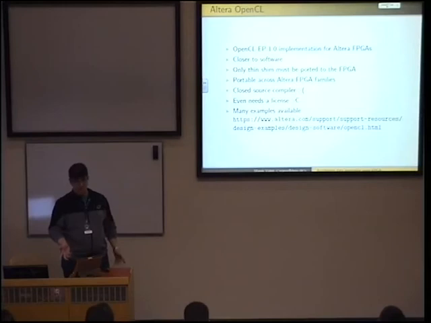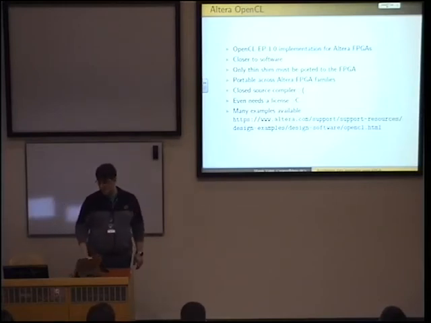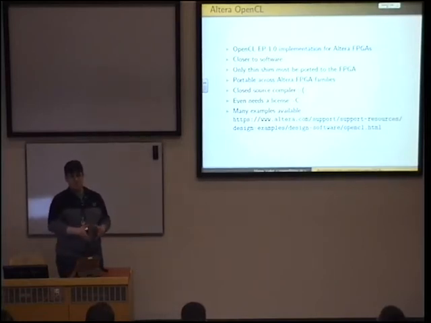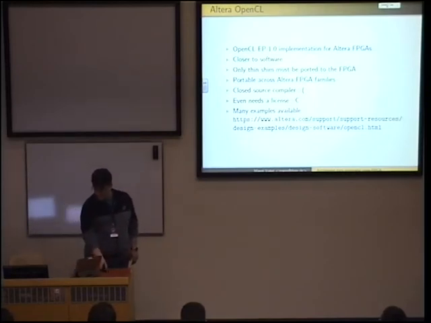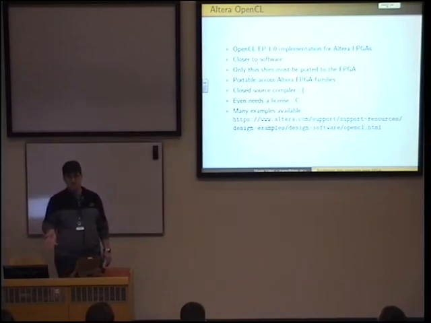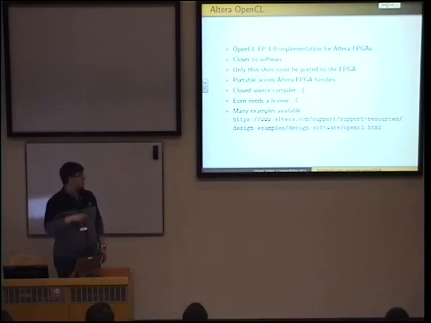It's closer to software because you are just implementing OpenCL kernels rather than HDL. Altera also provides a kernel module, which is used to communicate between the host PC and the FPGA. This is also used to tunnel the data between one and the other. And the unfortunate part is that you actually need a license for the compiler. Even though it's based on LLVM, you still need a commercial license for the compiler. So that's unfortunate. There are a lot of examples of that.